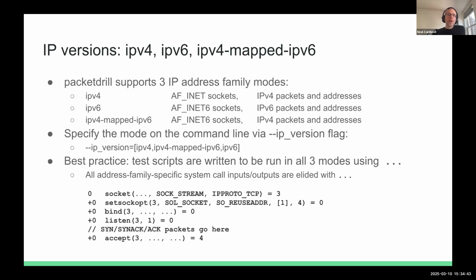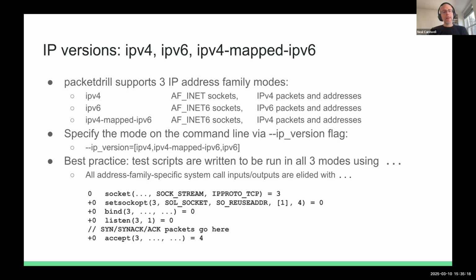And then finally, the more interesting one is IPv4-mapped IPv6, where the socket is AF_INET6, but you've got IPv4 packets and addresses. And these days, most production quality software is written using this final approach, where you have an AF_INET6 socket, which can accept either IPv4 or IPv6 connections coming in. So that's an important case to test as well. And you can pick your mode on the command line via an IP version flag, and you just specify which approach you want to take.